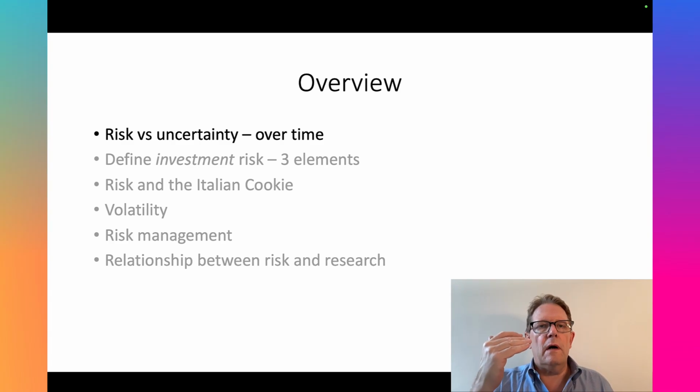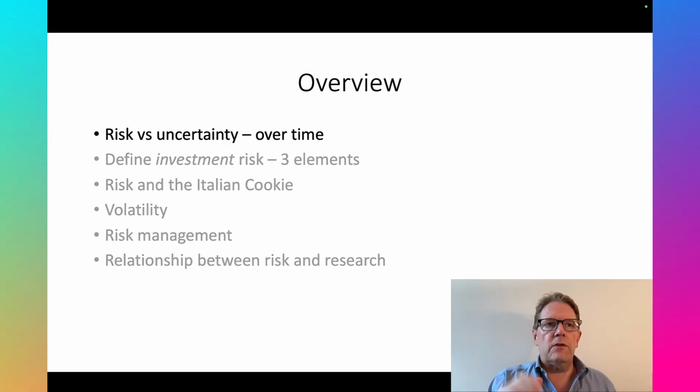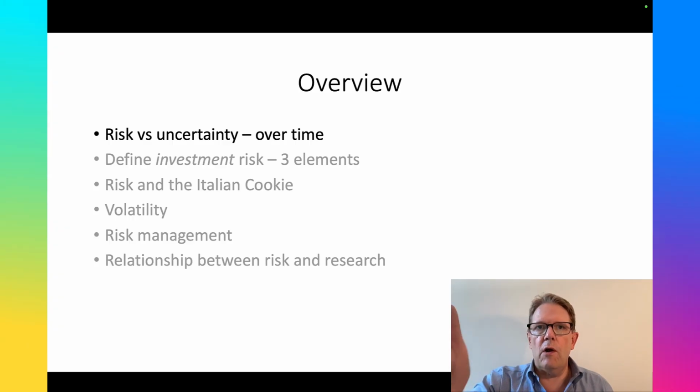Uncertainty, risk, the idea of investment risk, which has the 3 elements, and then the Italian cookie. I'm going to come back to this lecture. This lecture will be fairly short. I think it's only 20 slides or something like that. It's a bridge between where we are and where we're going. And it really talks about this idea of risk and uncertainty over time, taking those 3-dimensional charts to the next level.